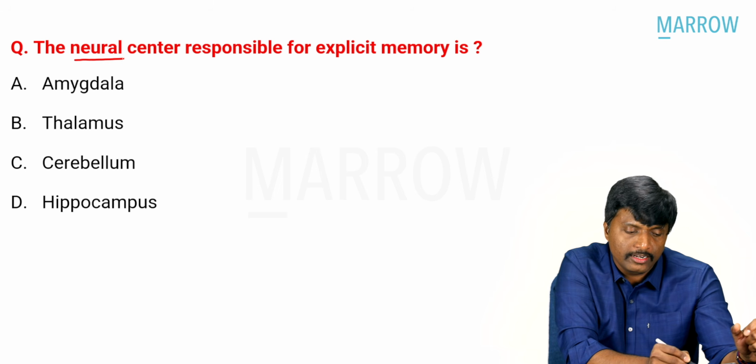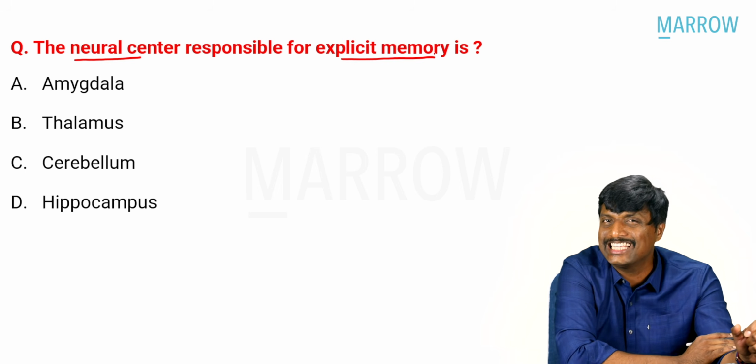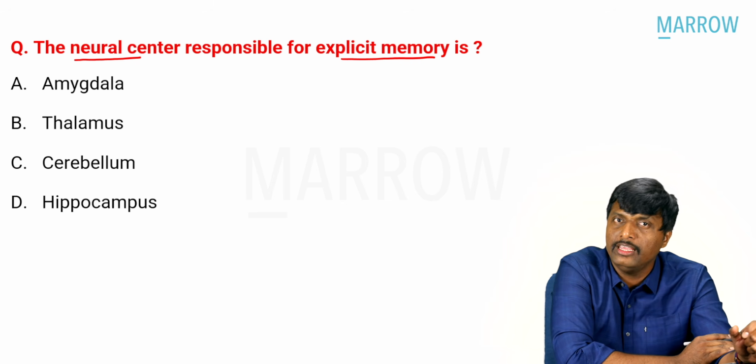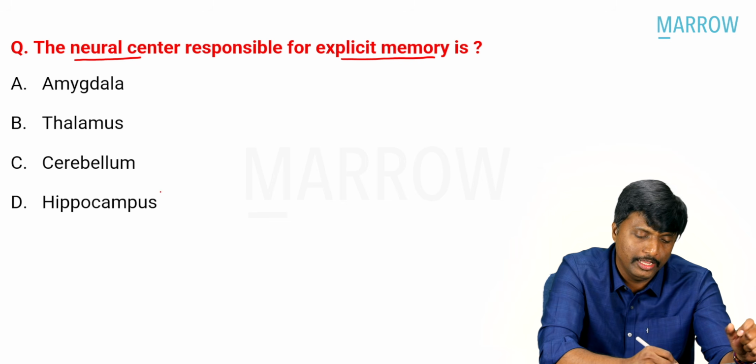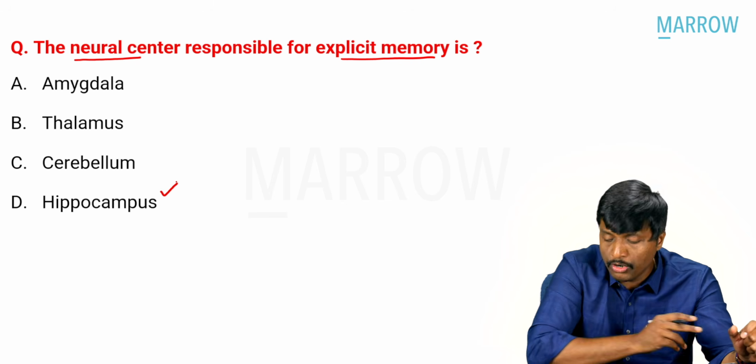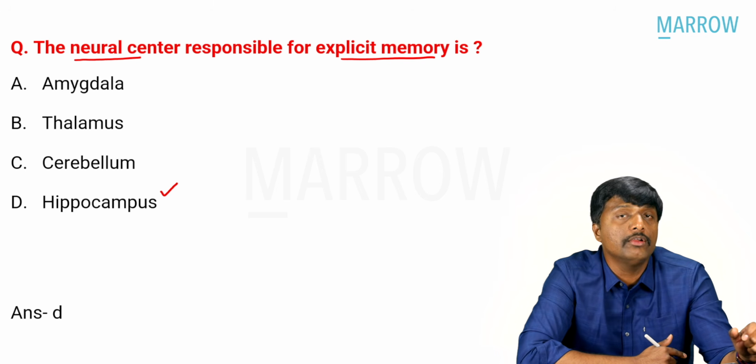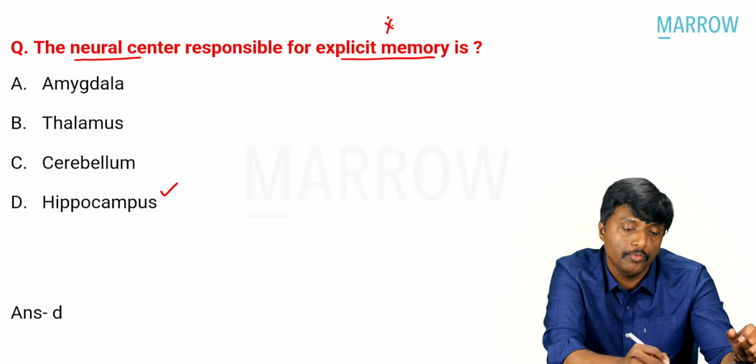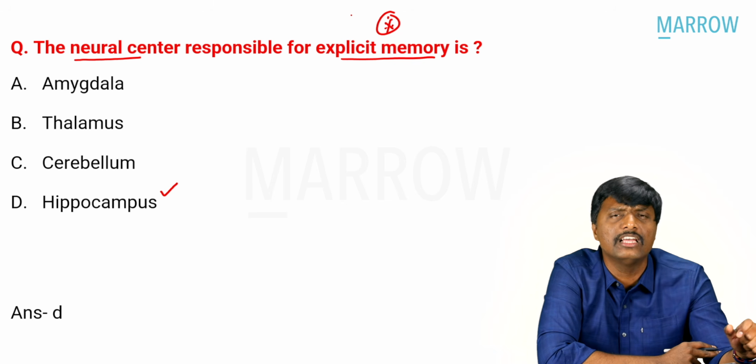The neural center responsible for explicit memory. Memory, no doubt at all, hippocampus. Out of all the questions, which question do I particularly love? It is this question, sir. Why, sir? A practical, real life example.